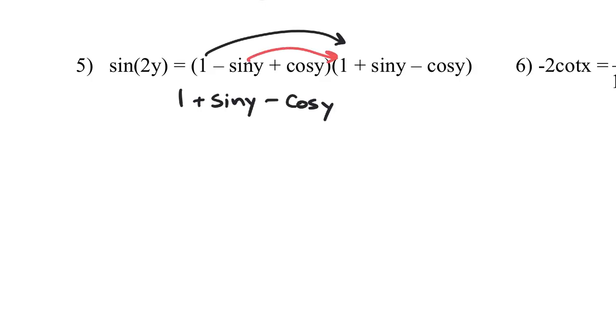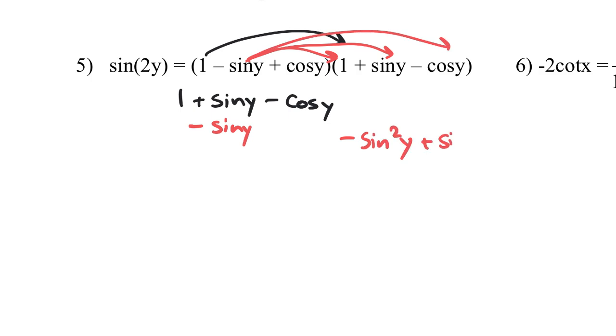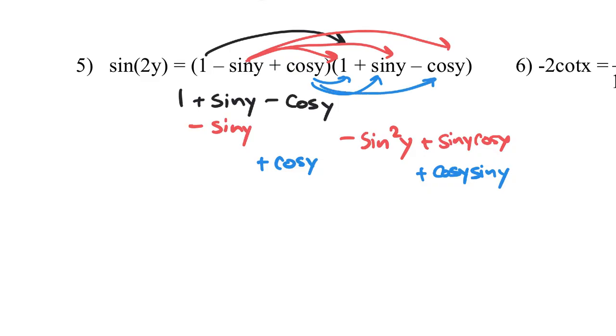Our second distribution here, I'll just change colors. Negative sine, we're going to have a minus sine y here. We're going to have a minus sine squared y. And we're going to have a plus sine y cosine y. And then for our third batch of distribution, I'm just going to change over to blue here. I get a positive cosine y. I get plus cosine y sine y. And finally, I get minus cosine squared y. I'll put this over here.